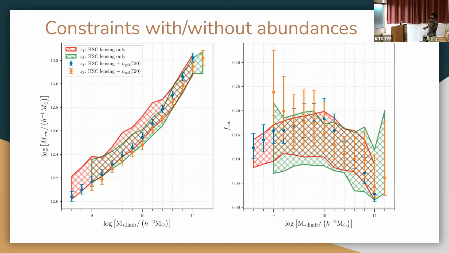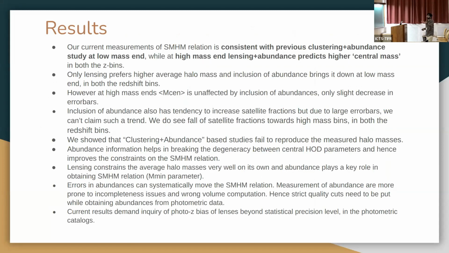Satellite fractions have some features. It's just that satellite fractions go down as you go to higher central stellar masses. It is hard to comment on satellite fractions trends by using only abundance, only weak lensing, or both of them, so I won't comment on this right now. So these are some of the results, and if there are questions, I'll show you some other plots. Thank you.